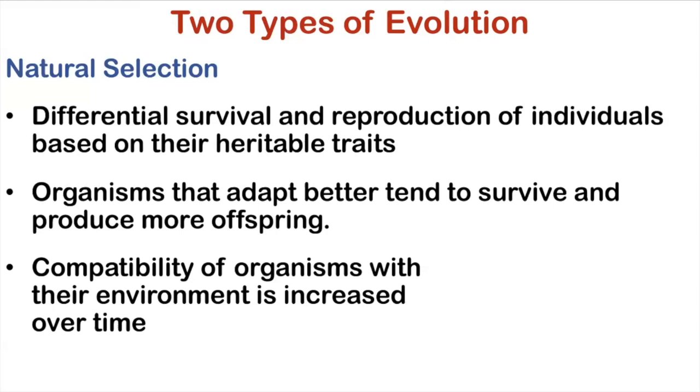Another example of natural selection is the development of antibiotic resistant bacteria. If you overuse antibiotics, the bacteria will survive and reproduce and become resistant to antibiotics. That's why you don't take antibiotics unless prescribed by your doctor.